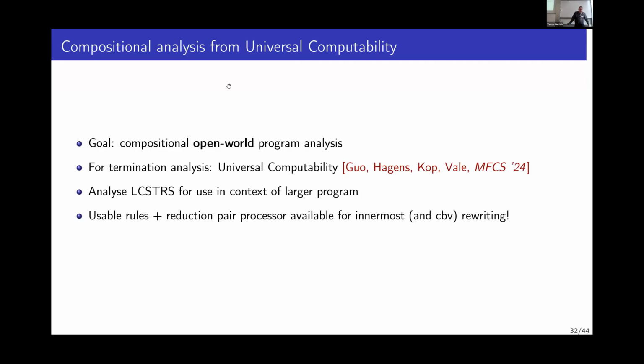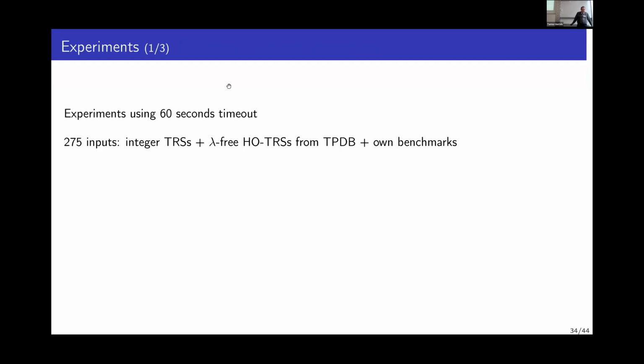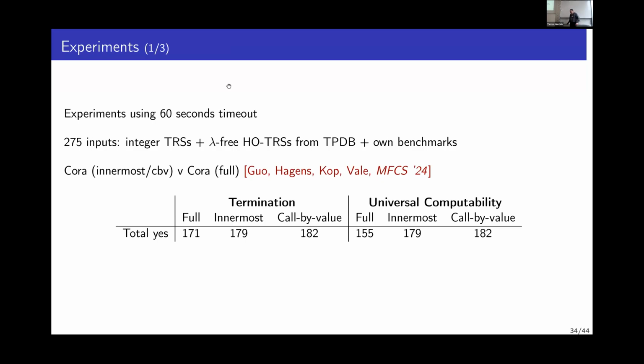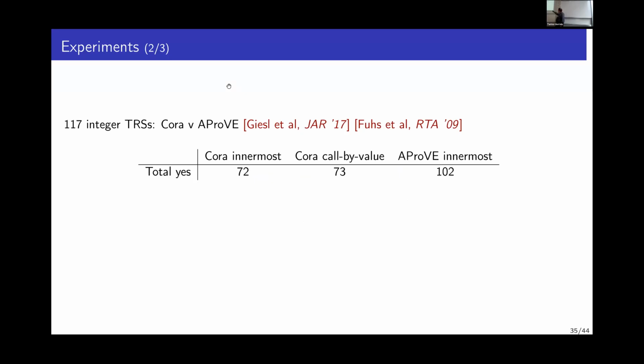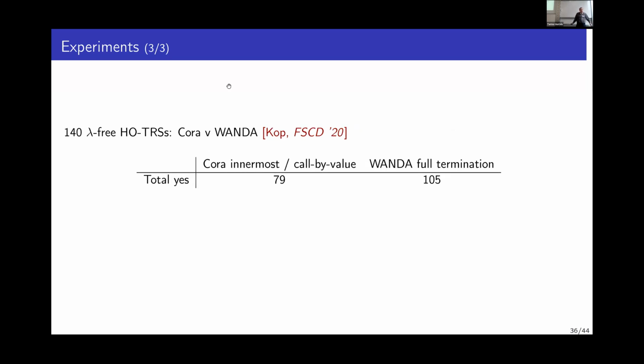For time reasons, I may skip the experimental section, which essentially says this is a step forward, but specialist tools are currently still better than what we've come up with. If we are working on only first-order integer term rewriting systems, the specialized tool AProVE is stronger. If we are working on only higher-order systems without integers or other theories, the specialized tool Wanda is stronger.